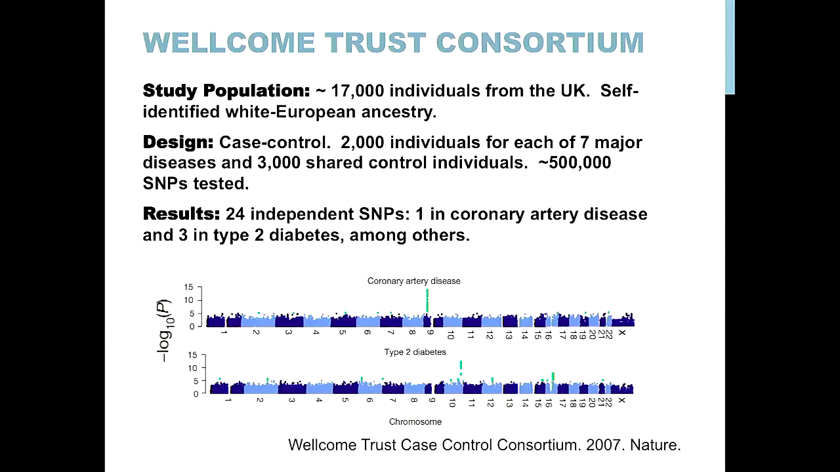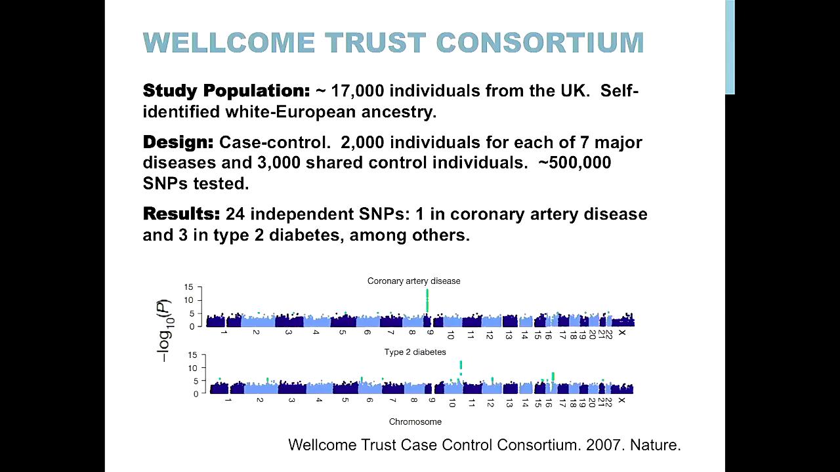There were some fancier stats involved just because there's some overlap between the control pools for each of these diseases. But it was definitely one of the most early groundbreaking studies when it came to genome-wide association studies.